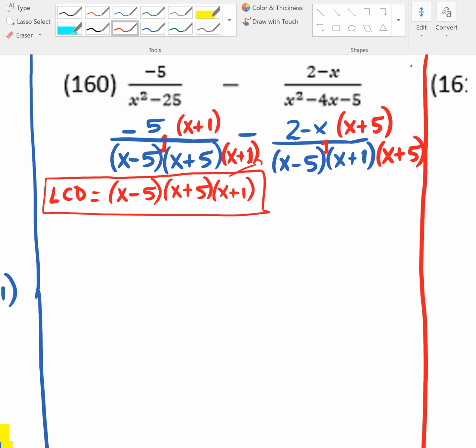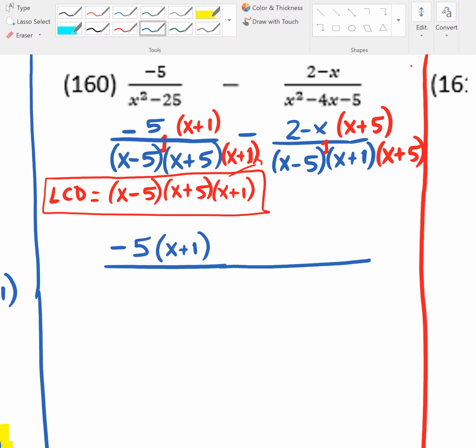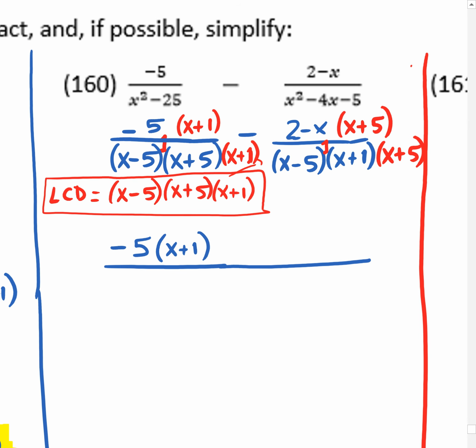And this one has a lot more terms than the last problem, I think, so I better be really careful. I'm just going to rewrite negative 5 times x plus 1. I don't want to skip too many steps here. All right, we're subtracting the second numerator. It was 2 minus x, but I'm multiplying that by x plus 5.